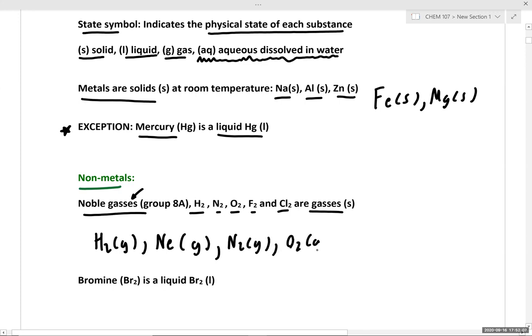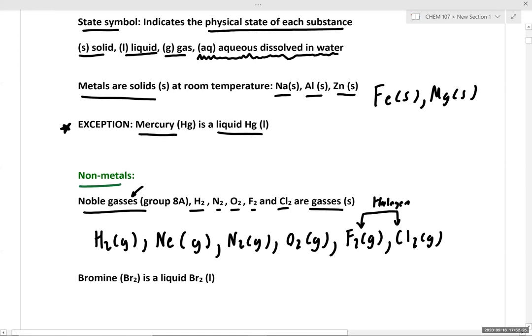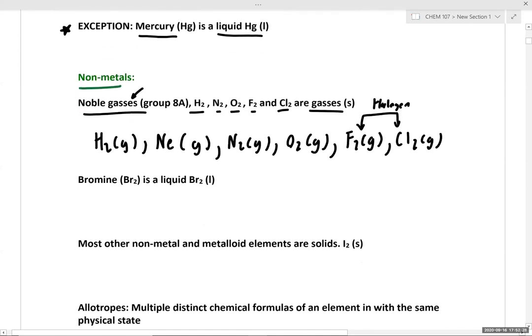Okay, most of these common gases can be easily rationalized since they're either components of the air that we breathe, or they're the two halogen gases. There's one nonmetal that is a liquid, and that is bromine. Bromine is a liquid, so Br2 is a liquid.